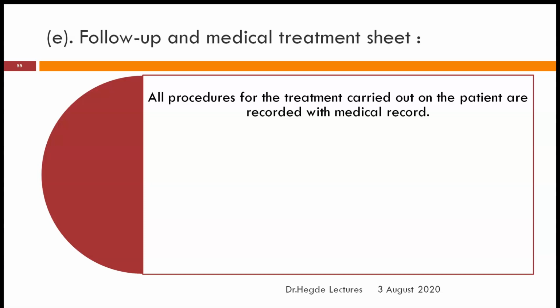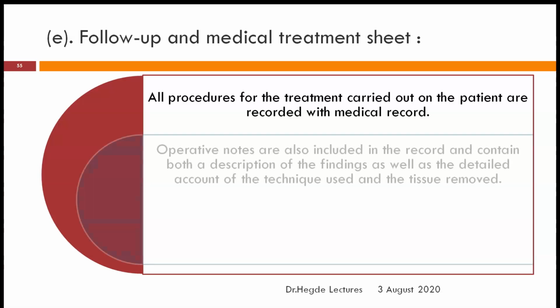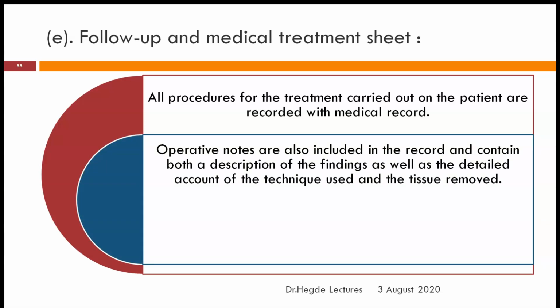Lastly, last but one, the follow-up and medical treatment sheet. The follow-up sheet and medical treatment sheet should be maintained correctly. All the things have to be maintained correctly. All the procedures for the treatment carried out on the patient are recorded in the medical record. Operative notes are also included in the record and should contain both the description of the findings as well as the detailed account of the technique used and the tissue removed, in case of surgery.